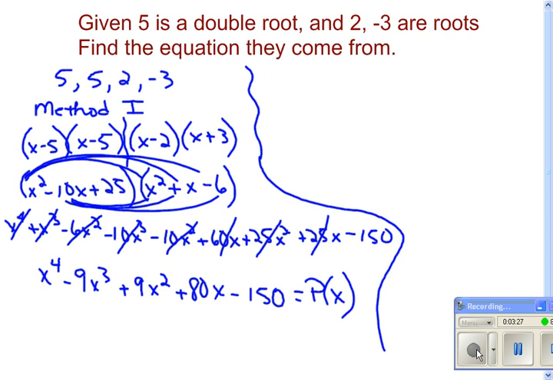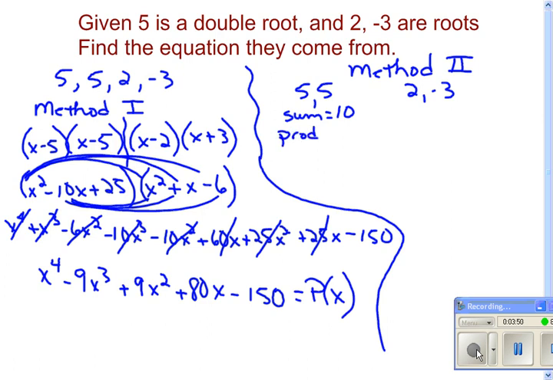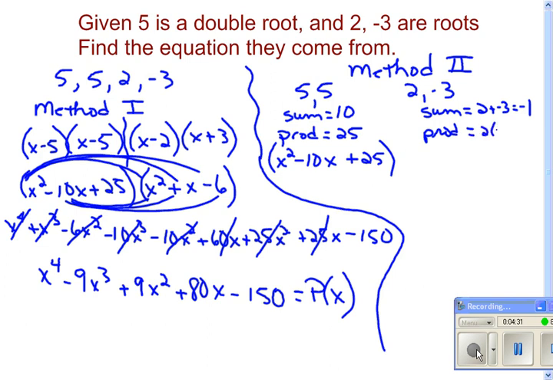But what I really want to show you is that we do have another method you can use. You pair up the numbers, so 5 and 5 and 2 and negative 3. Find the sum of those 2 roots. 5 plus 5 is 10. And then find the product, which is 25 when you multiply them. When you have that, your quadratic that it comes from is always going to be x squared minus the sum, so it's the opposite of the sum, times x plus the product, so plus 25, which, as you see, is the first quadratic we have over to the left. Doing the same with the 2 and negative 3, the sum is 2 plus negative 3, negative 1, and the product, 2 times negative 3, is negative 6.